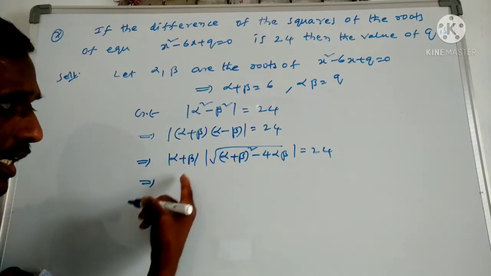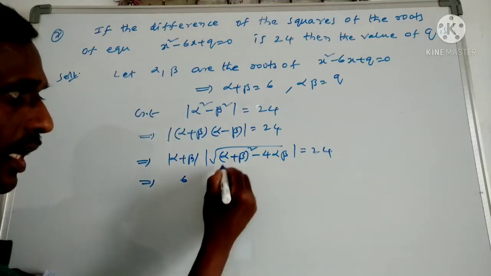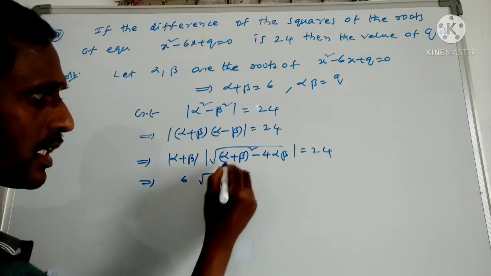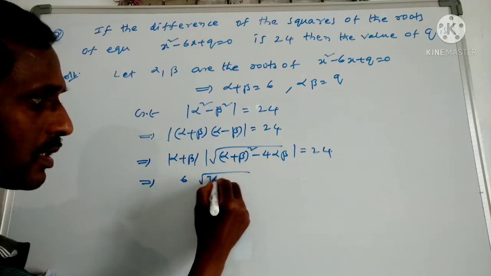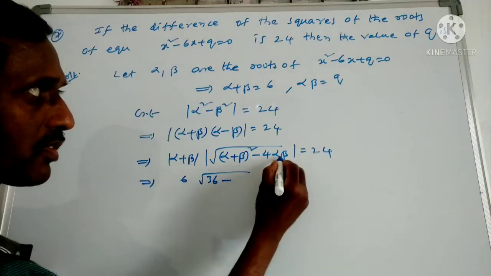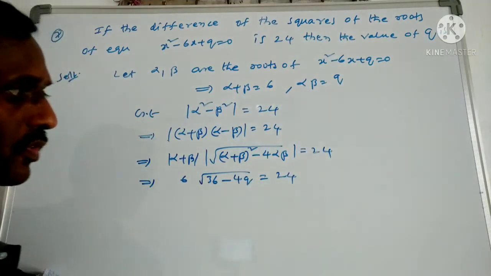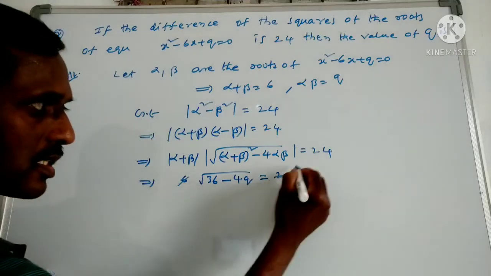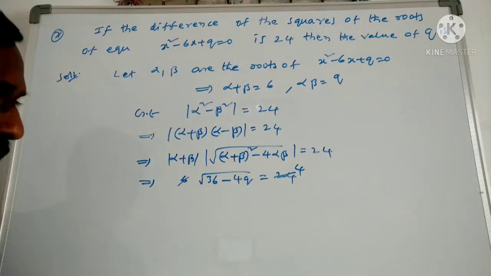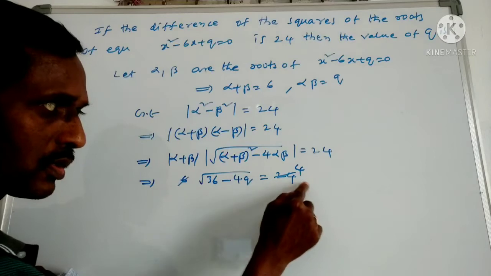If negative, write as a positive, then remove the modulus. And this value you have to write as root of the sum of the squares: 36 minus the product of 4 times a cube equals 24. Now 6 ones are 6, 4 times we can cancel the value. Now on the other side we have the square root.